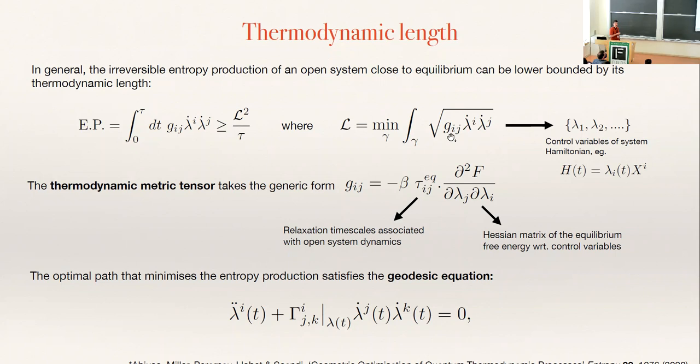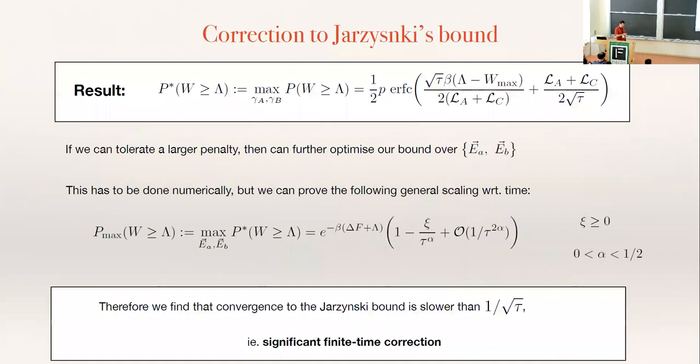And so with this, you get a geodesic equation. So if you can solve this, it tells you how you should actually control the system in order to get the minimum entropy. So this is what we do. And we get our finite time version of this Jarzynski bound. So this new result here, you see it depends on how long you actually take to do the process. And it depends on these geometric quantities. So this is really our main result.